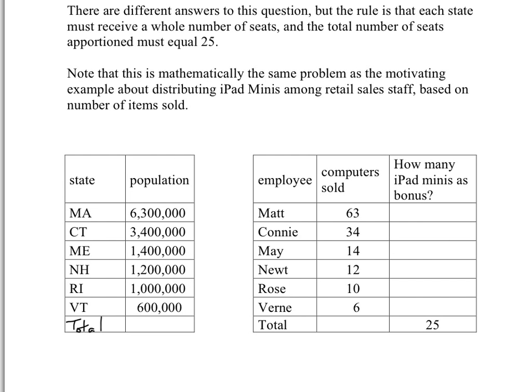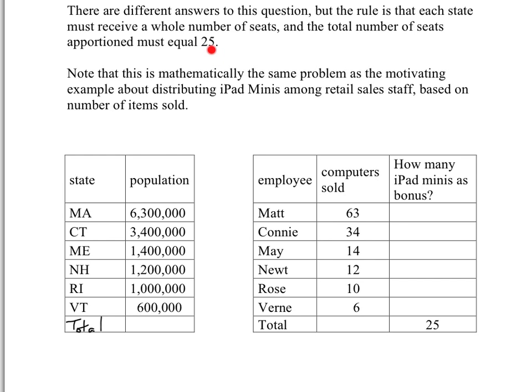Now, there are going to be different approaches to answering this question, but I caution you, every state has to receive a whole number of seats, as we've remarked, but also it's important that the total number of seats apportioned really does come out to 25. I mention this because it's a common mistake.